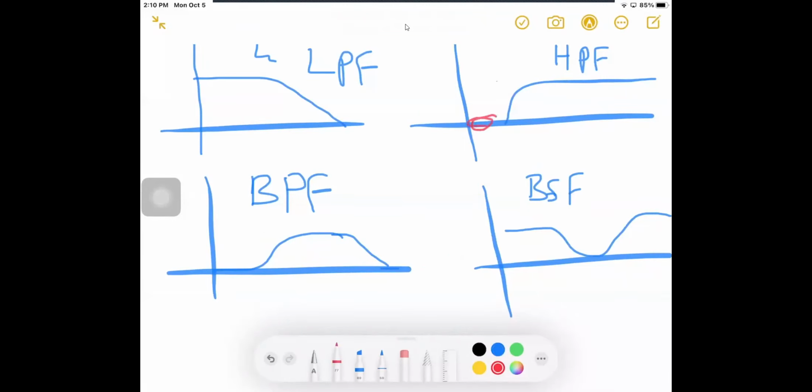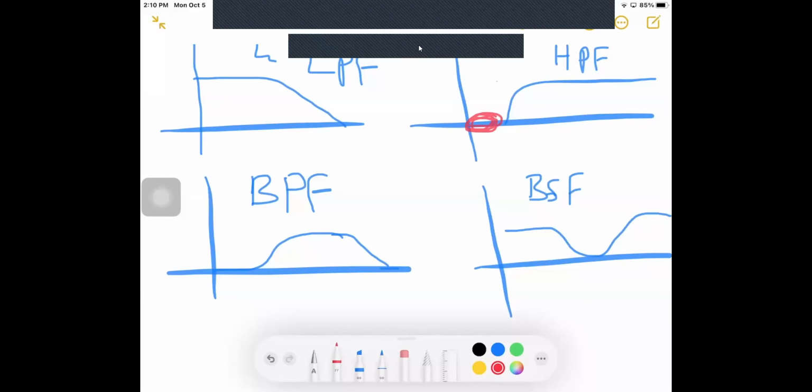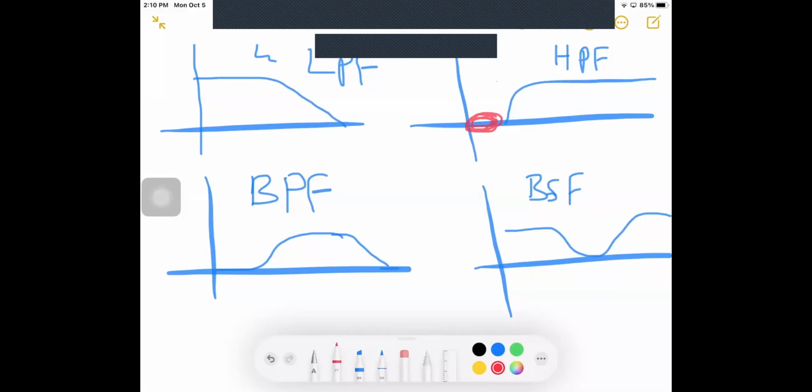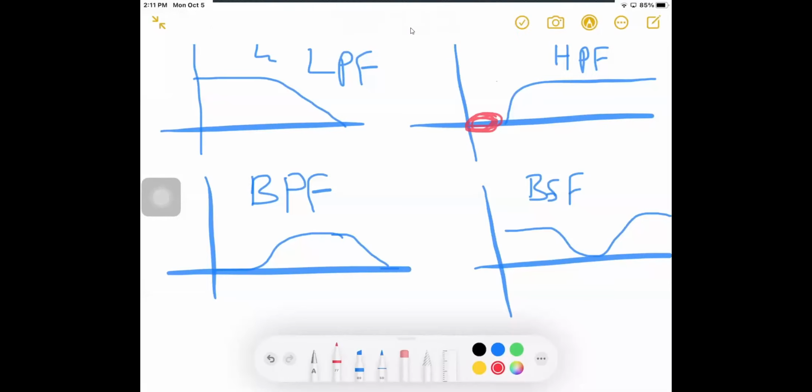On the other hand, a high pass filter will reject low frequencies. Here we have the region for the low frequencies. These low frequencies will be rejected by the high pass filter, and the high frequencies will be passed through the output. A band pass filter passes a band of frequencies, and a band stop filter rejects a band of frequencies. This is about the filtering in DSP.